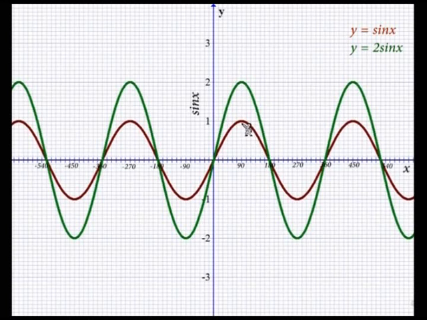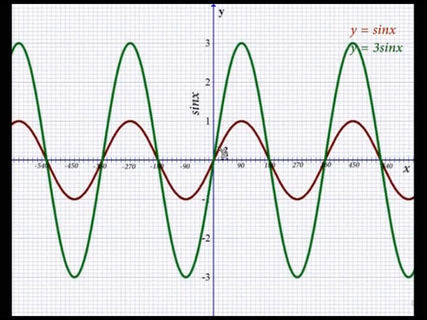Where we had crest at 1 and trough at negative 1, now we have a crest of positive 2 and a trough of negative 2. So each function value has now been multiplied by 2, and the result is stretching by a factor of 2. If we look at 3 sine x, everything has been vertically stretched by a factor of 3. The positives have become more positive, and the negatives have become more negative. So multiplying by a factor that is more than 1 produces this stretch.